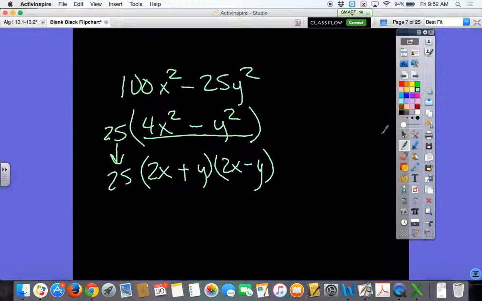All right, that's all there is to the difference of two squares. Just make sure that you've got the thing with the subtraction in it.